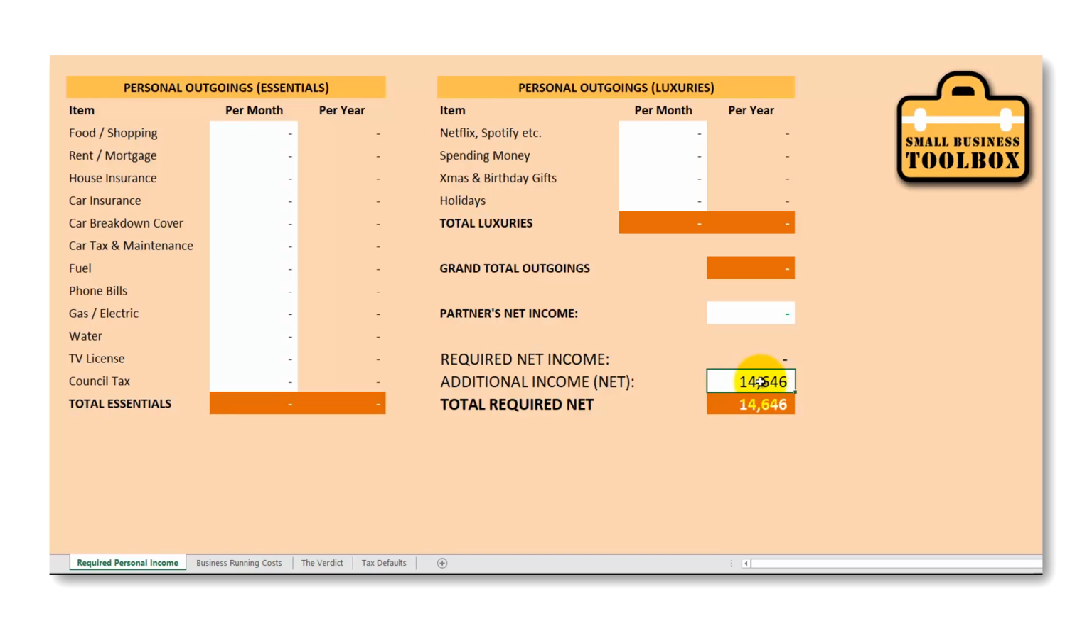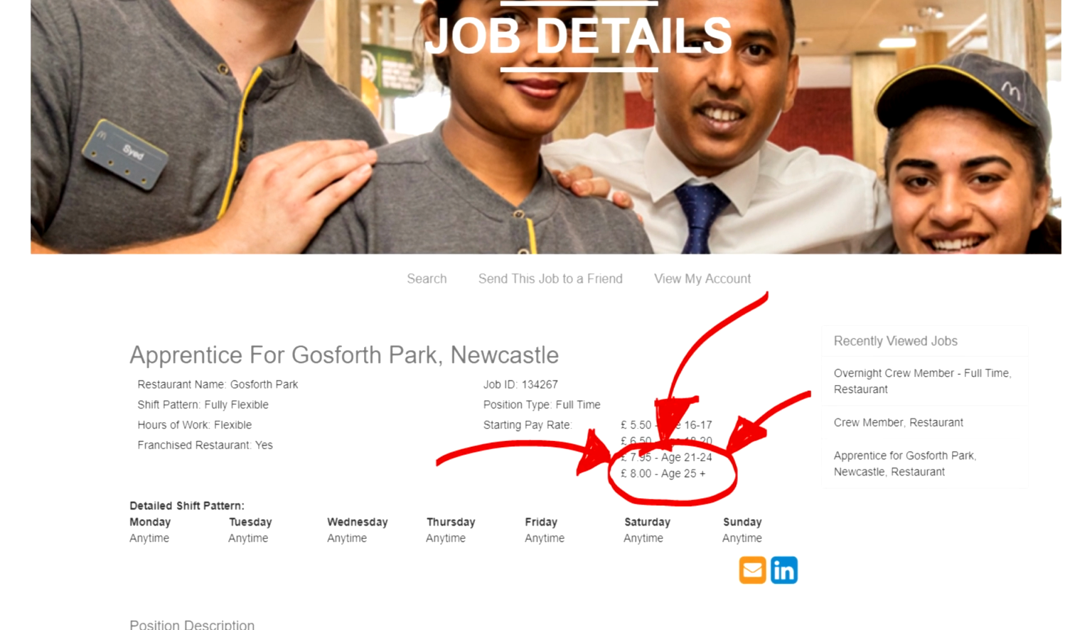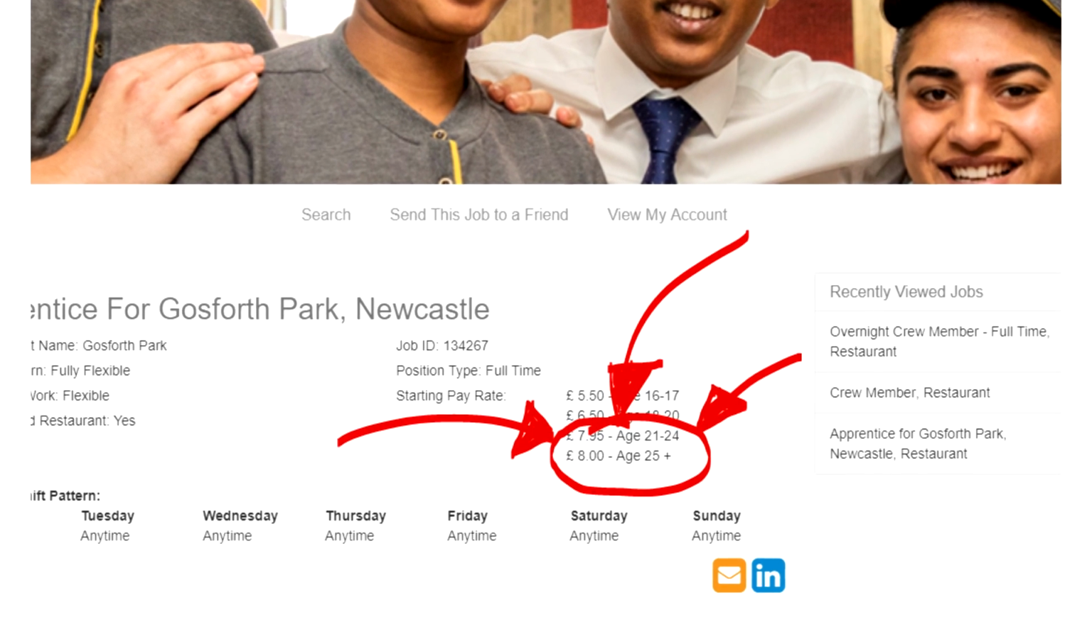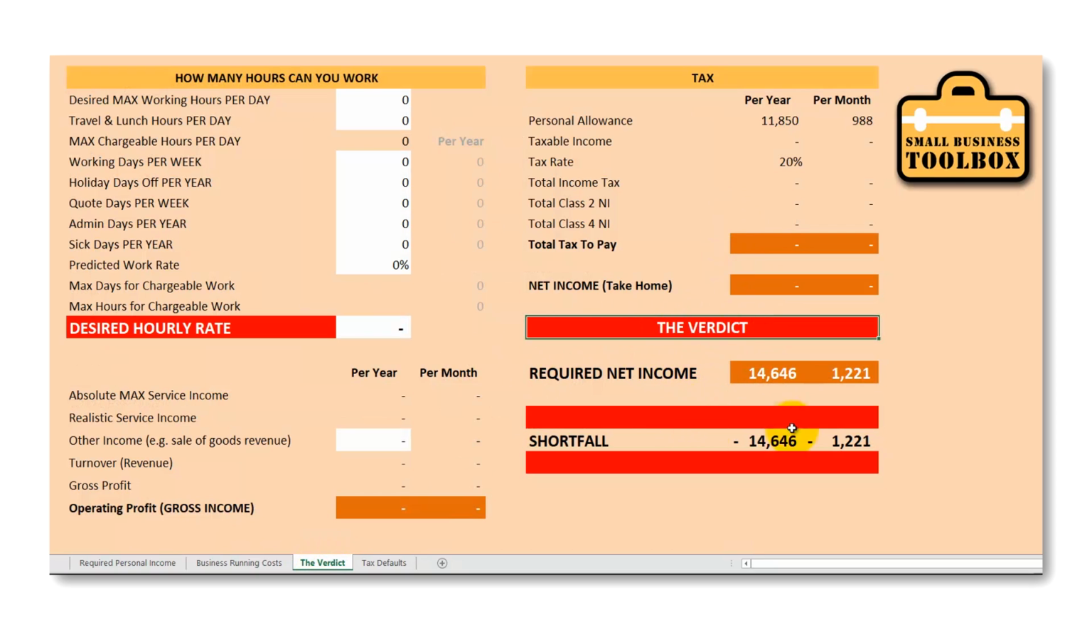Where have I got that figure from? Well, that is what you would make working at McDonald's, earning £8 an hour for 40 hours a week, working full-time if you're over 25. No offence to anyone working at McDonald's, great customer service experience. The question is, can we get to that wage as a self-employed income by charging whatever hourly rate?